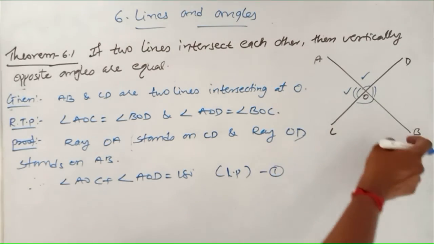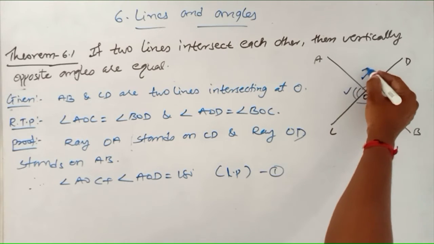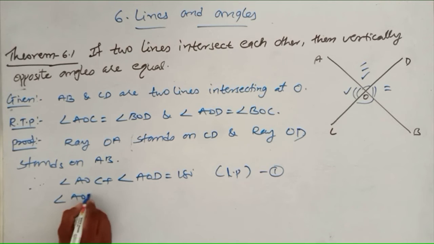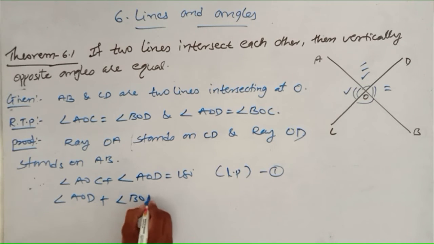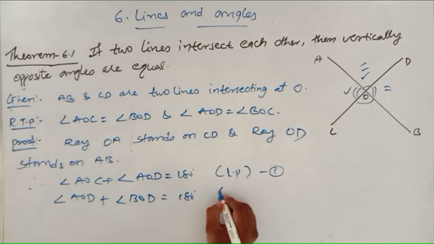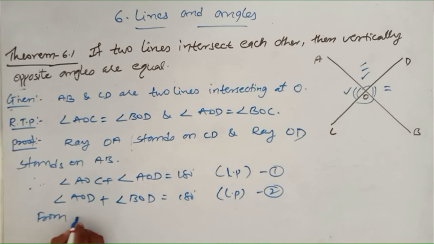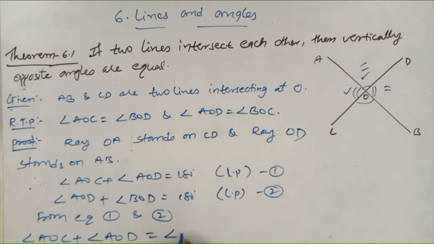And in the same way OD, this is also a linear pair. Now here angle AOD plus angle BOD is equal to 180 degrees. It is a linear pair. Now from equations 1 and 2, RHS are equal, then automatically LHS will be equal. Then angle AOC plus angle AOD is equal to angle AOD plus angle BOD.